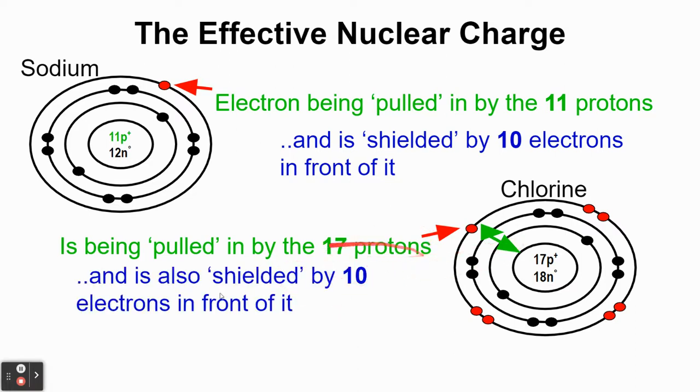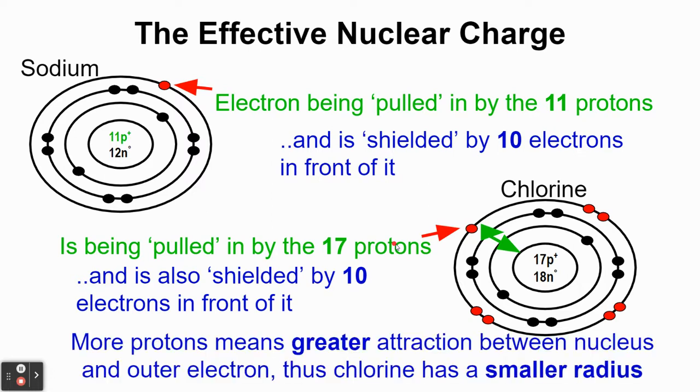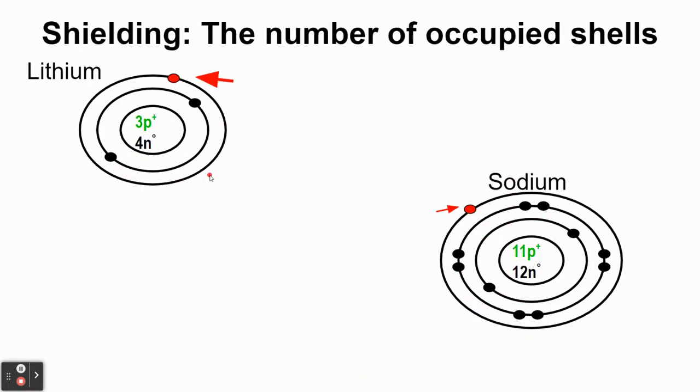So notice that the shielding is similar between the two because there's only 10 electrons between the nucleus and the outer electrons for chlorine and for sodium, which is why that effective nuclear charge is going to have a greater effect here than any shielding, because it's relatively constant. And so that's why chlorine is going to be smaller as a radius than sodium, for example.